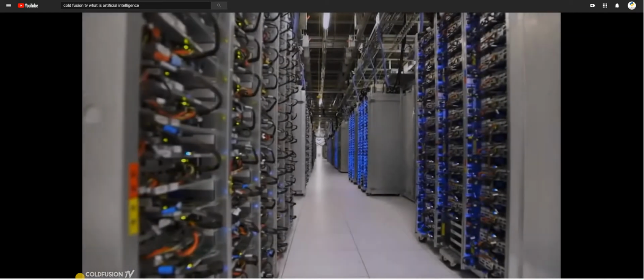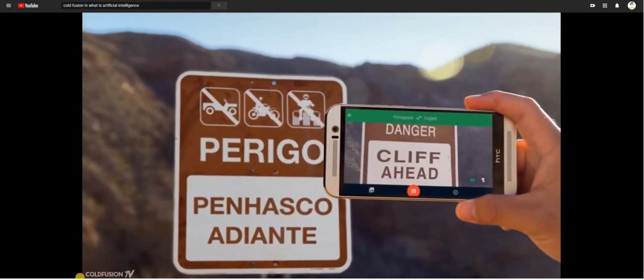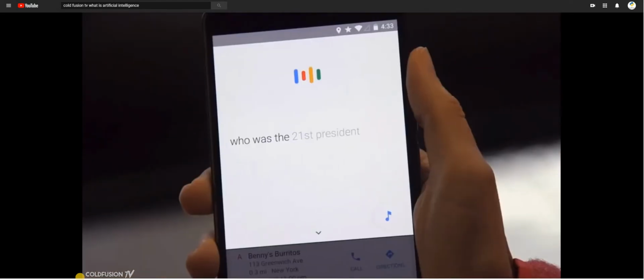Okay, so now we have an understanding of AI and intelligence. To bring it together a bit and solidify the concept in your mind of what AI is, here's a few examples of AI.